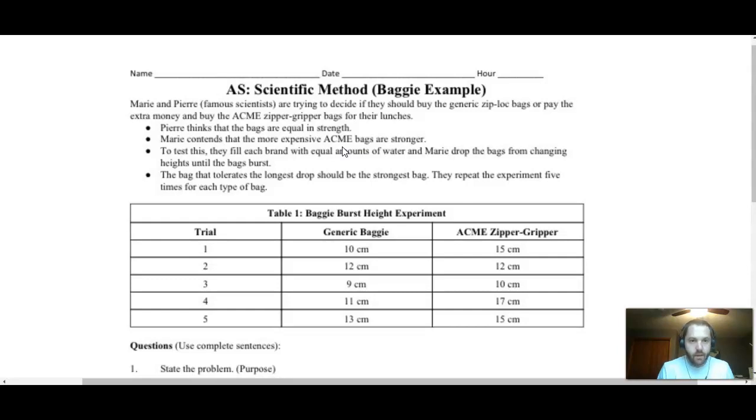It says Marie and Pierre, who are famous scientists, are trying to decide if they should buy the generic Ziploc bags or pay the extra money for the higher end Acme zipper gripper bags for lunches. So Pierre thinks that the bags are equal in strength. Marie contends that the more expensive Acme bags are stronger. So to test this, they fill each brand with equal amounts of water, and Marie drops the bags from changing heights until the bags burst.